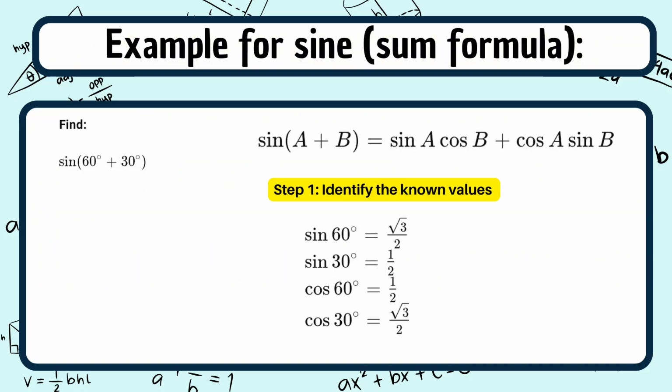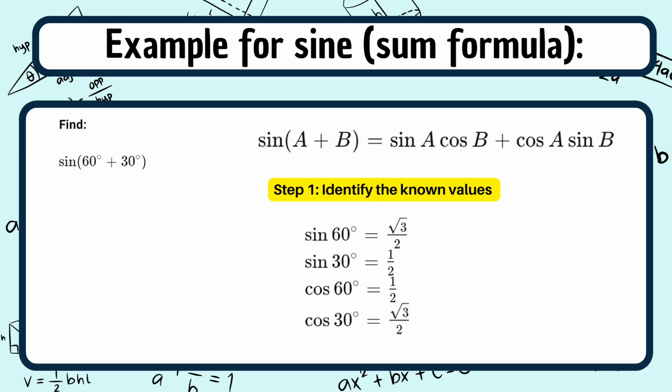So we can use the identity sine A plus B is equal to sine A times cosine B plus cosine A times sine B. So step number 1, identify the known values. You can use your scientific calculator or unit circle chart to identify the known values. Sine 60 degrees is equal to square root of 3 over 2. Sine 30 degrees is equal to 1/2. Cosine 60 degrees is equal to 1/2. And cosine 30 degrees is equal to square root of 3 over 2.